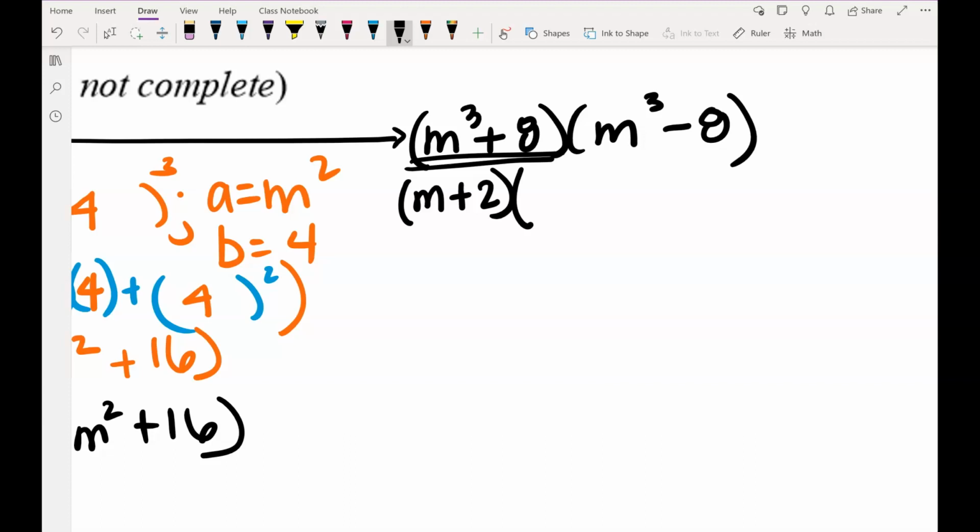What's left? Remember, A plus B times the quantity of A squared minus AB. What's A and what's B? Yep, remember, A is M. B is what? Not 8, but 2. So in the middle, when we do A times B, it's minus how many M? 2M. Then plus B squared. So what would that be? Plus 4. Okay. So that's just one.